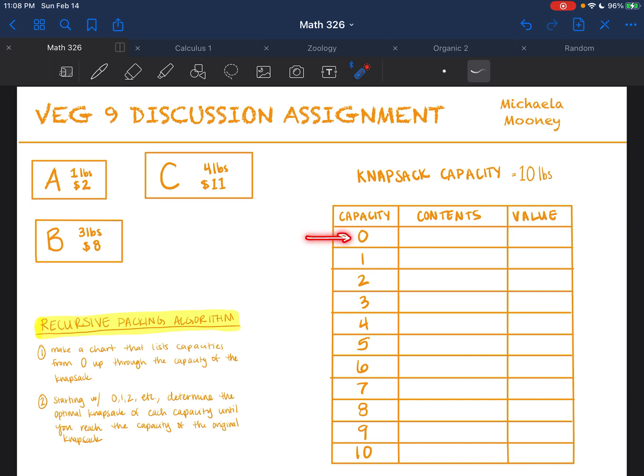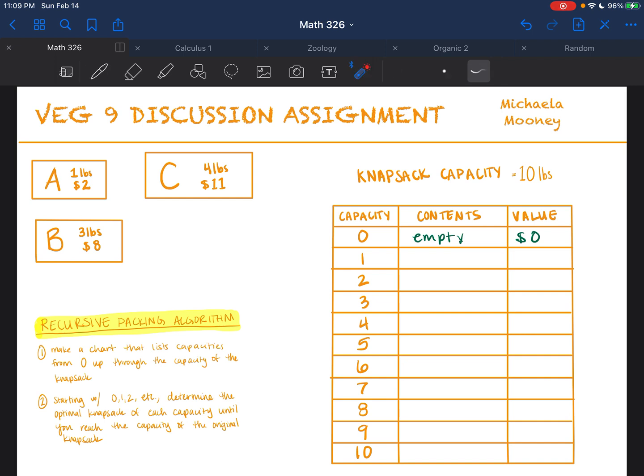If we're starting with a capacity of 0, that means we can't add anything to our knapsack. So the contents are going to be empty, and our value is going to be nothing because we can't put anything in a knapsack that can't hold anything. So easy peasy. Knocked the first one out of the park.